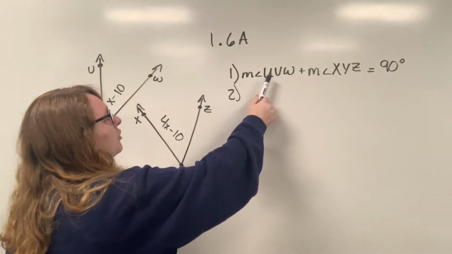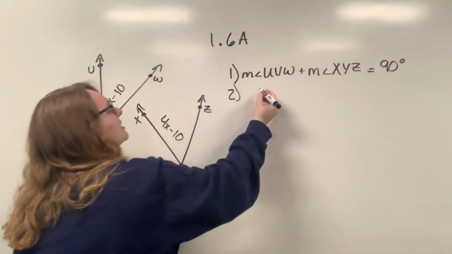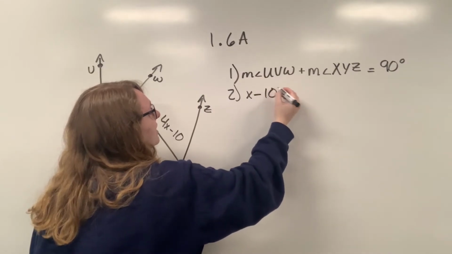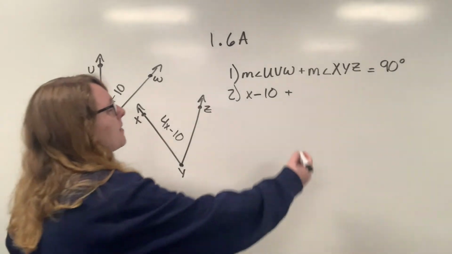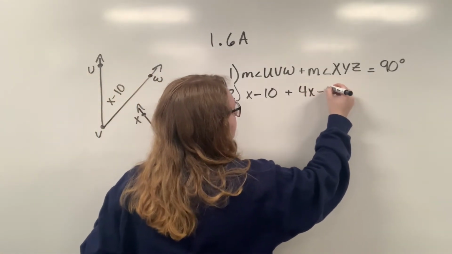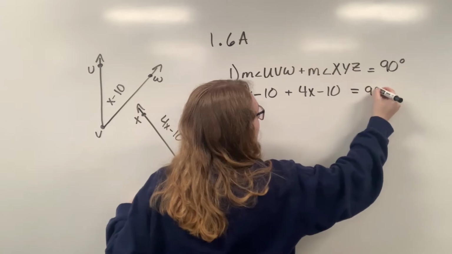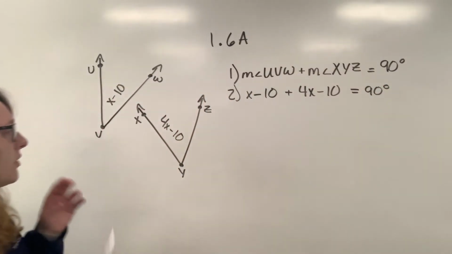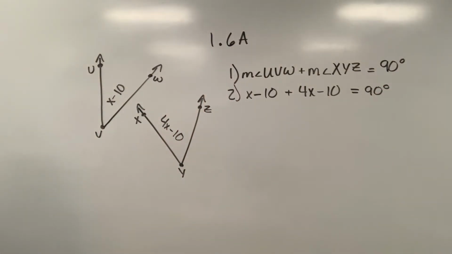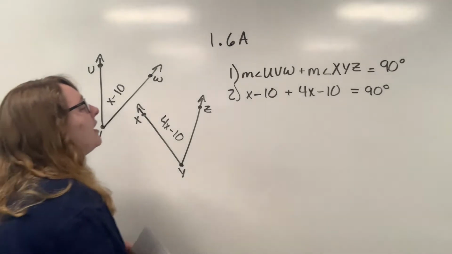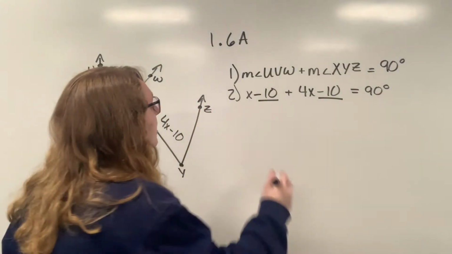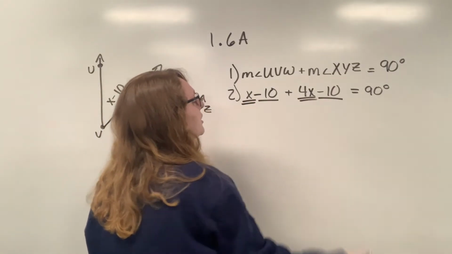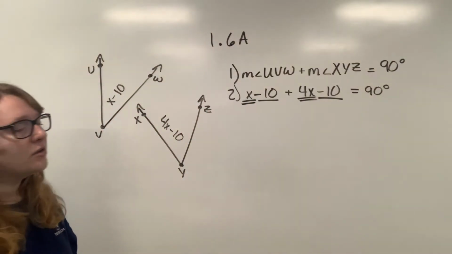Okay, so UVW is equal to x minus 10. Plus XYZ is 4x minus 10. And that is all equal to 90 degrees. Okay? So now on the left side of the equation, we're going to look for like terms to combine, okay? So I see two constant terms with no variables on them, and then I see two variable terms, okay? So we're gonna combine those two.